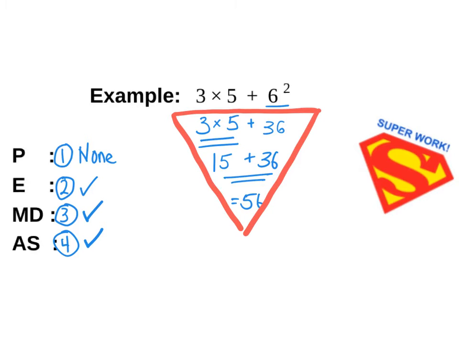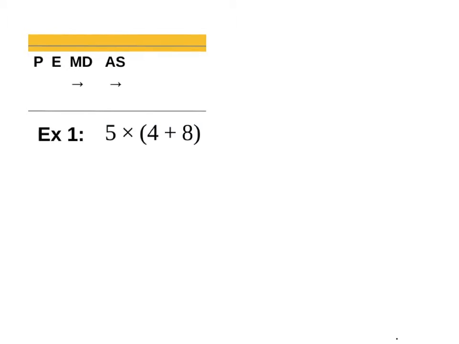And that is what we call super work. Nice job. Now we've got the problem 5 times the quantity 4 plus 8. In other words, 4 plus 8 is in parentheses. So if we go to our order of operations, our first step is parentheses, and we have some parentheses right here. So the first thing we're going to do is 8 plus 4, which is 12. Write everything else exactly as it was.